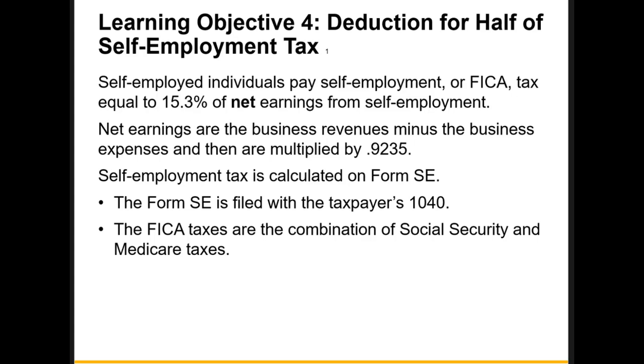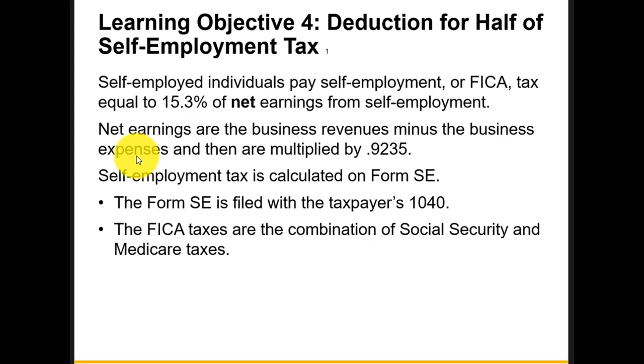But if you're self-employed, you have no employer. So you have to do both. You have to pay both halves, which is why it's 15% instead of 7.65%, which is what you would see on your regular paycheck. So you're self-employed, you calculate your revenues, you subtract out business expenses, then you multiply it by 0.9235 or 92.35%, however you want to think about it. And that number is then multiplied by 15.3%. This is all calculated on Form SE, which is filed with your 1040.